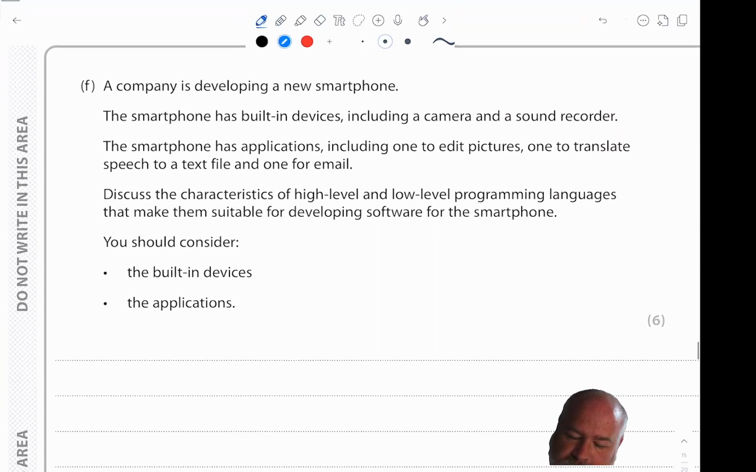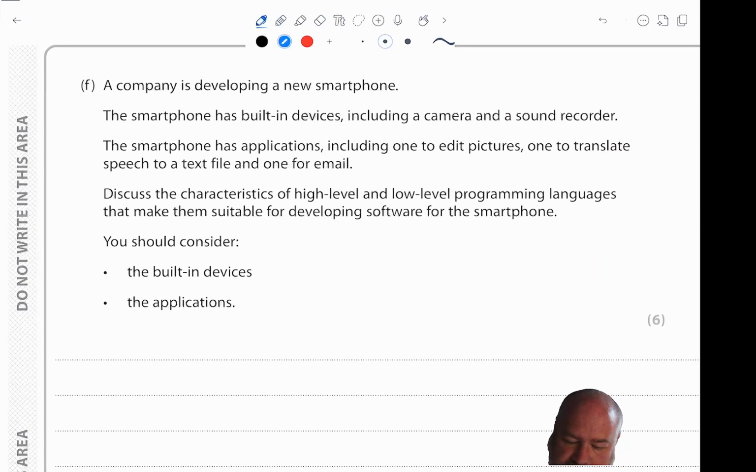A company is developing a new smartphone. This is a 6 marker. A smartphone has built-in devices, including a camera and a sound recorder. The smartphone has applications, okay, including one to edit pictures and translate speech to a text file. And so discuss the characteristics of high and low level programming languages that make them suitable for developing. Okay, so built-in devices and the applications.